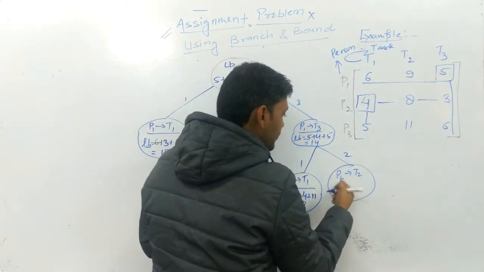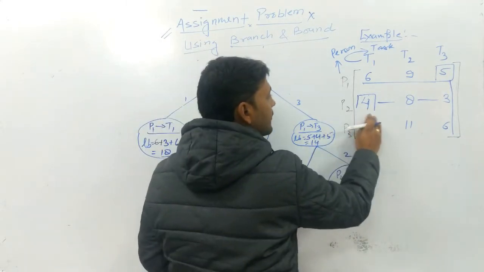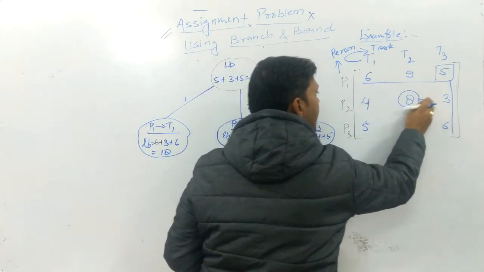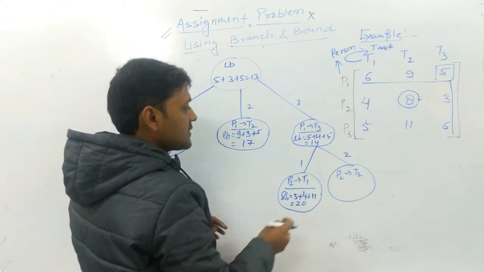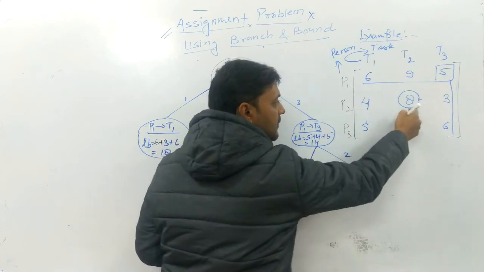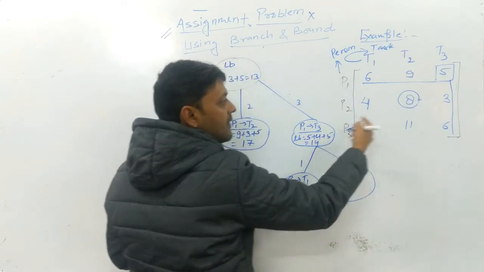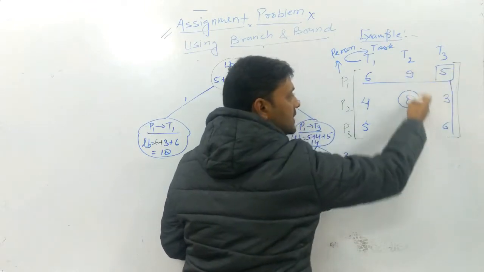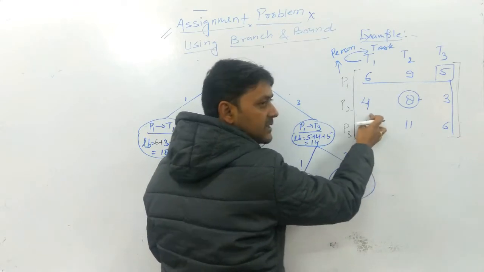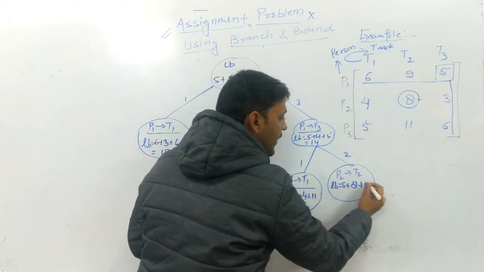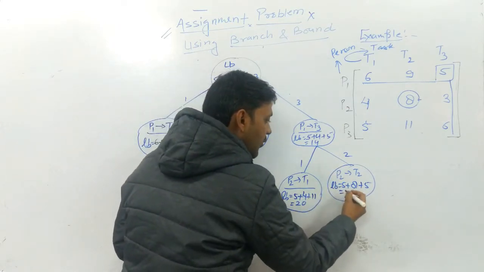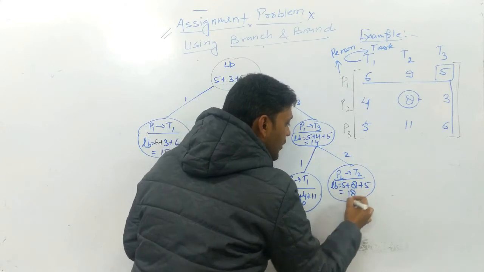And if P2 is performed T2, that means we have to free this one. If P2 is performed, then the lower bound is equal to 5 plus this, performed by P2, this is 8. If this row and this column are fixed, then which value is free for P3? This is the T1 task, equal to 5. This is 5 plus 5, this is 10, and plus 8, this is 18. That means the lower bound value is equal to 18.